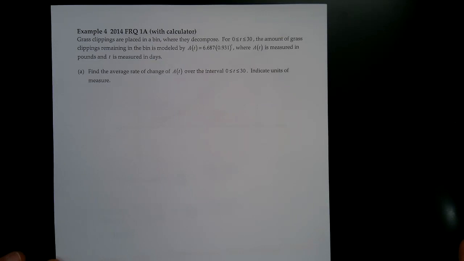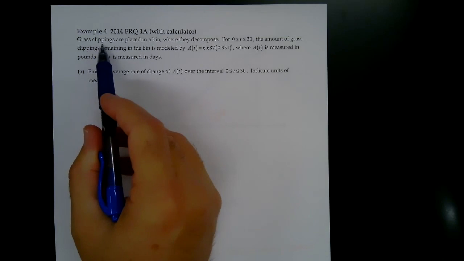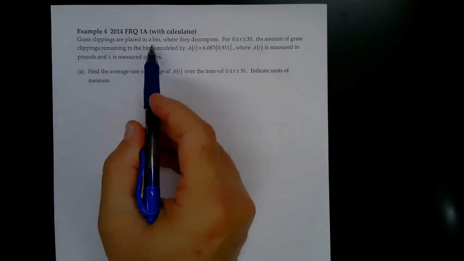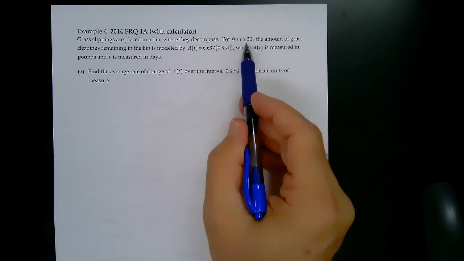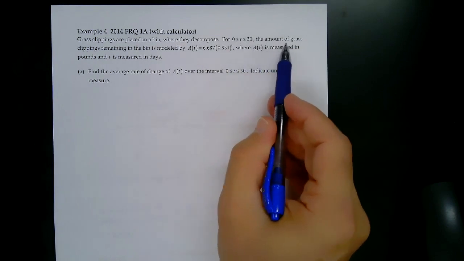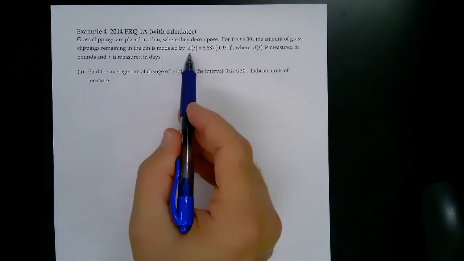So this was a question from the 2014 exam, and you were able to use a calculator because we're going to need to get some Y values out of a complicated function. Grass clippings are placed in a bin where they decompose. For 0 less than or equal to t less than or equal to 30, the amount of grass clippings remaining in the bin is modeled by A of t.